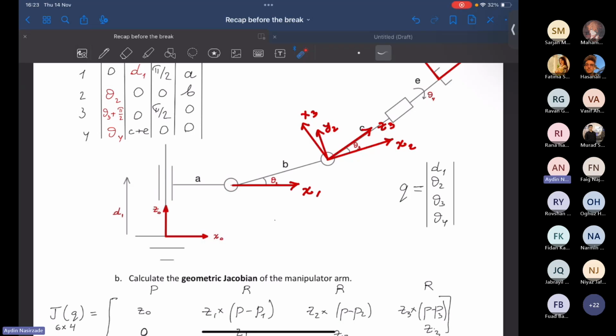We choose the z0, z1, z2, z3, zn as a projection of the unit vector on the base frame. What is z1 here? Imagine you have a unit vector whose origin is in the origin of O1, and it lies on the z1 axis.